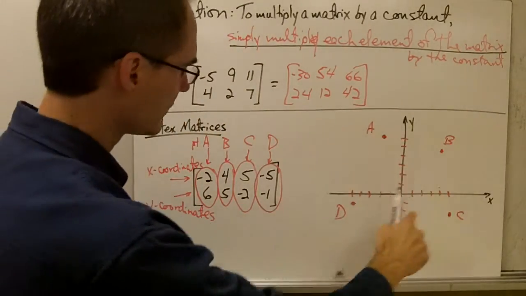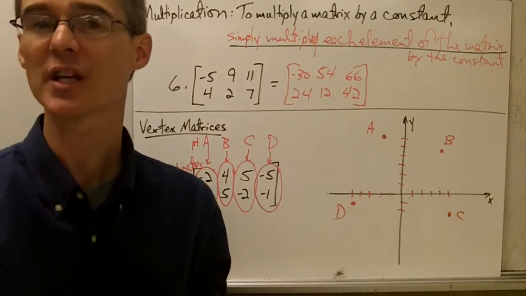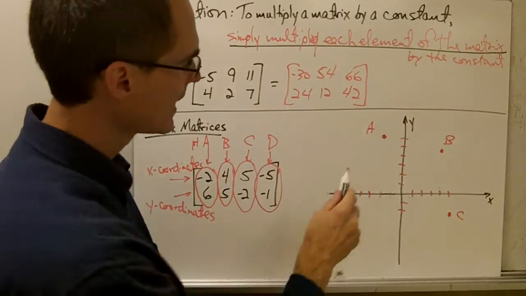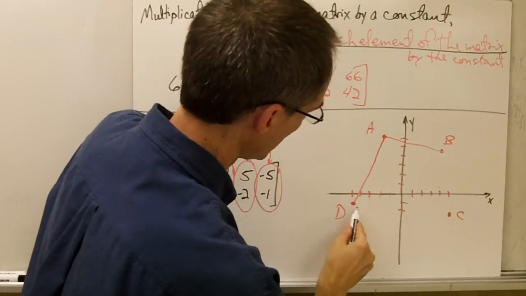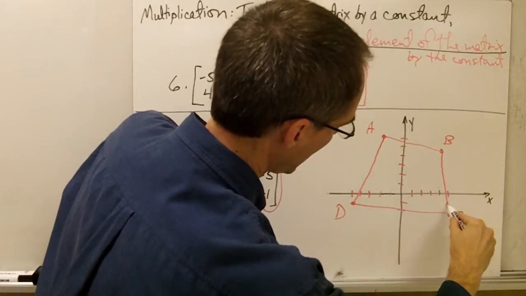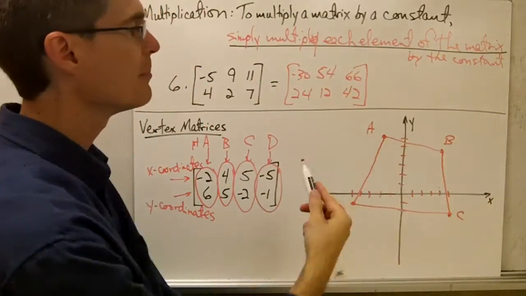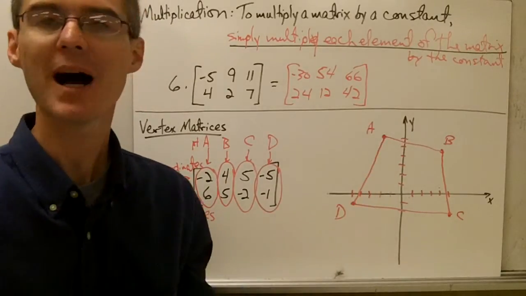Now, I plotted these 4 points. Since we're calling each one of these points a vertex, that just means a corner point. If I connect up all of these 4 points, I connect up my vertices, then I have a picture. I've got a 4-sided picture. What we're going to learn is called a quadrilateral, a 4-sided polygon.